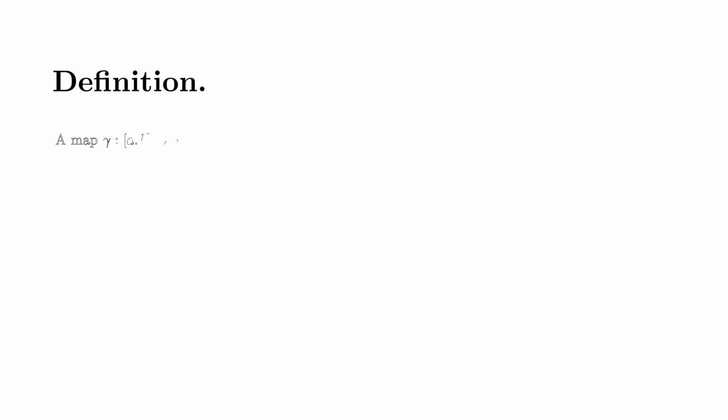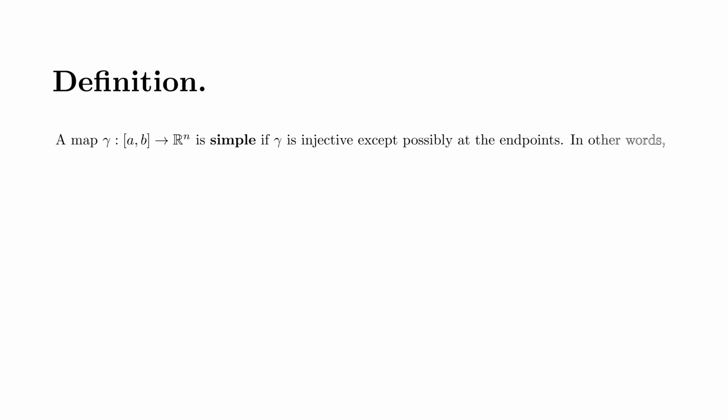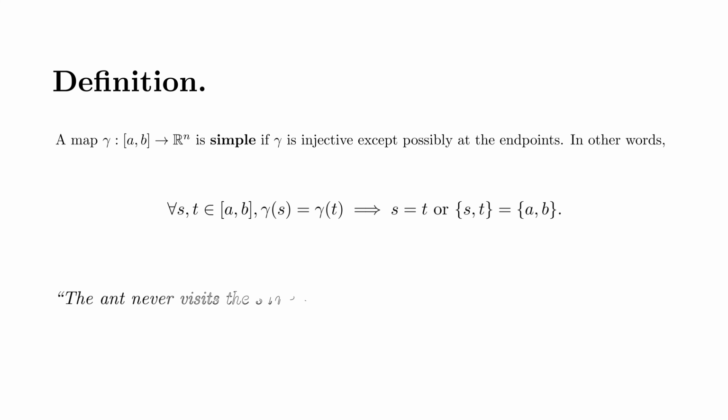This critical observation spawns one more property which should help define a curve. A map gamma from the closed interval AB to Rn is simple if gamma is injective except possibly at the endpoints. In other words, for all s and t in the closed interval AB, if gamma of s is equal to gamma of t, then either s equals t or s and t are the endpoints of the interval. Physically speaking, this means the ant never visits the same spot twice, except possibly the start and finish.